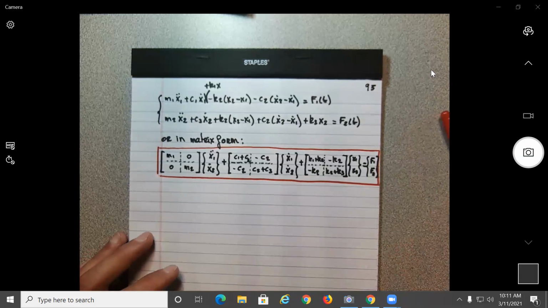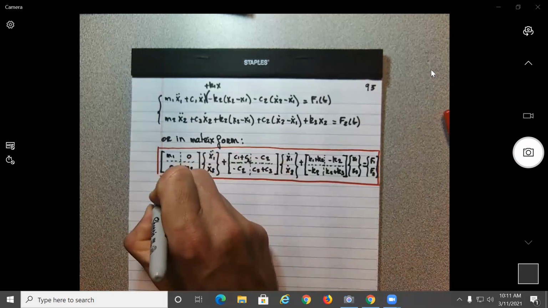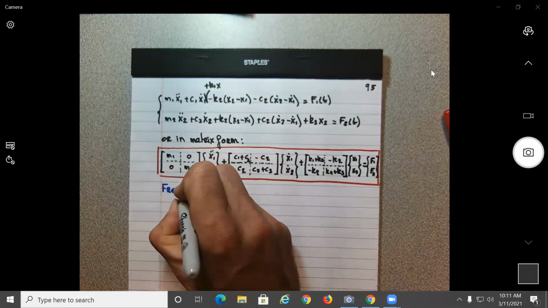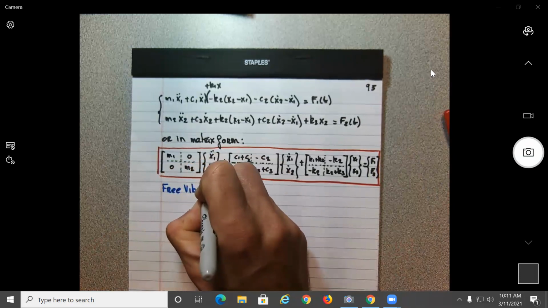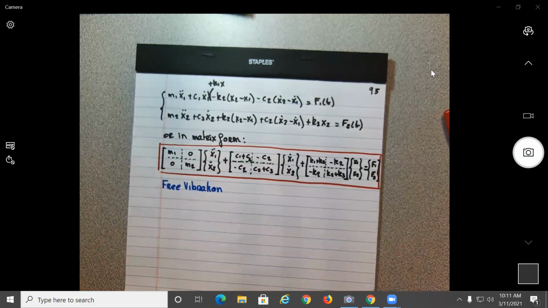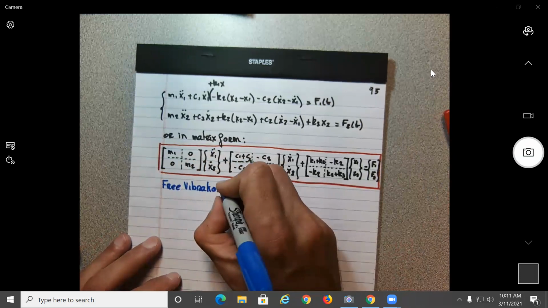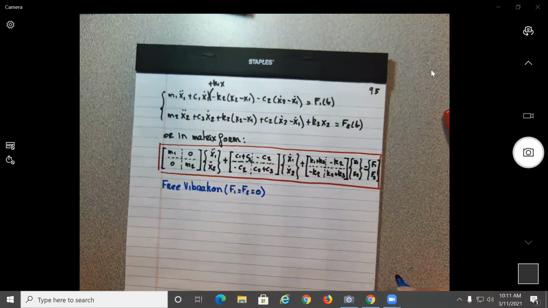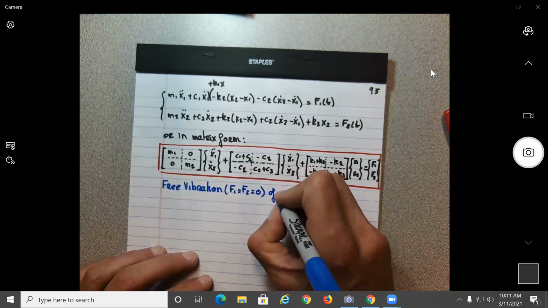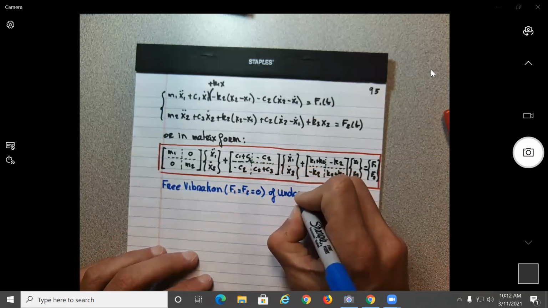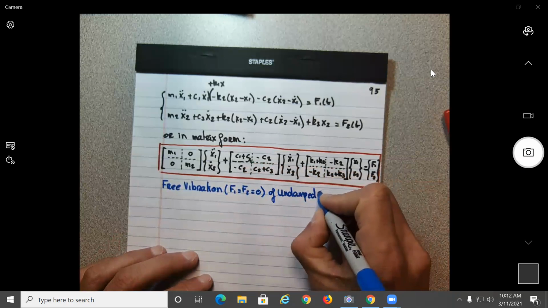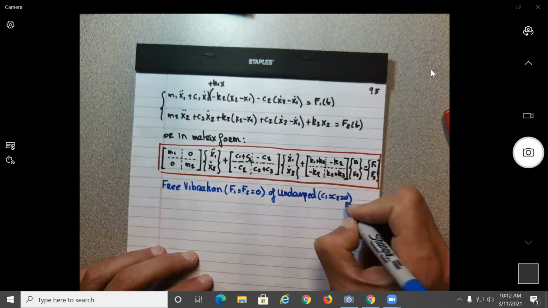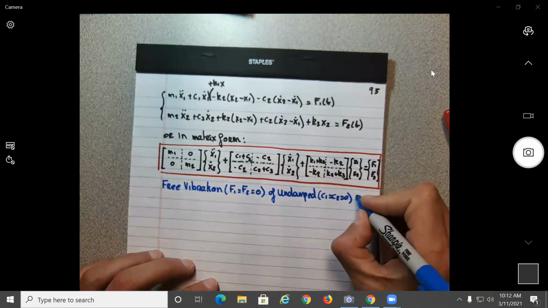All right, so now the first solution is going to be free vibration. So what does the term free vibration mean? F1, F2 equal to 0, undamped. So what does undamped mean? C1 will be equal to C2 will be equal to 0. And here you can write system.